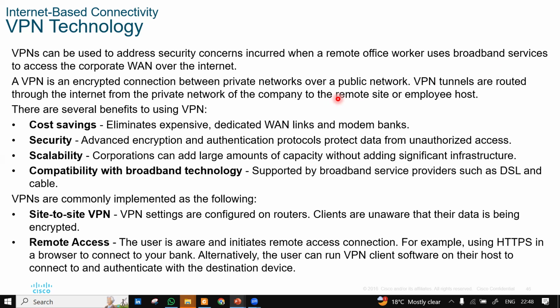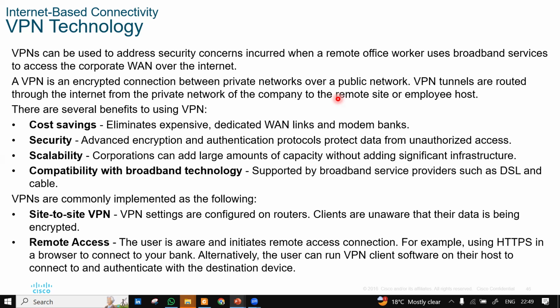There are several benefits. Cost savings. Why cost savings? Because you are riding over the internet, over someone else's infrastructure. That's why it's less costly. If it wasn't for that, to have a secure connection it would mean a dedicated link, and that would be very expensive to have a dedicated link from here to North America. Security: encryption and authentication as well.